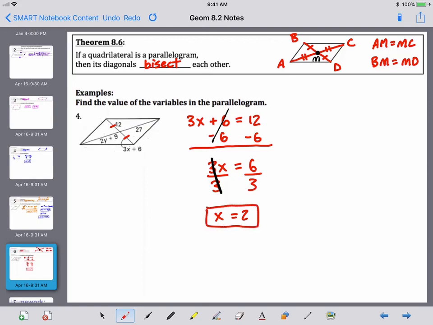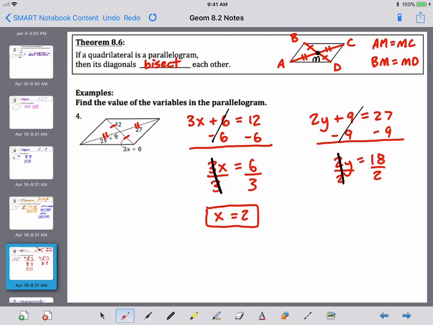All right, same with that second diagonal. 2y plus 9 has to be 27, meaning we can set 2y plus 9 equal to 27. To get y by itself, we're going to subtract that 9 from both sides. These cancel, and we end up with 2y equals 27 minus 9, which is 18. Lastly, dividing by 2, we'll get y by itself, and 18 divided by 2 gives us 9. So y is 9. All right, so use these 4 theorems to figure out pretty much anything you need to about parallelograms.